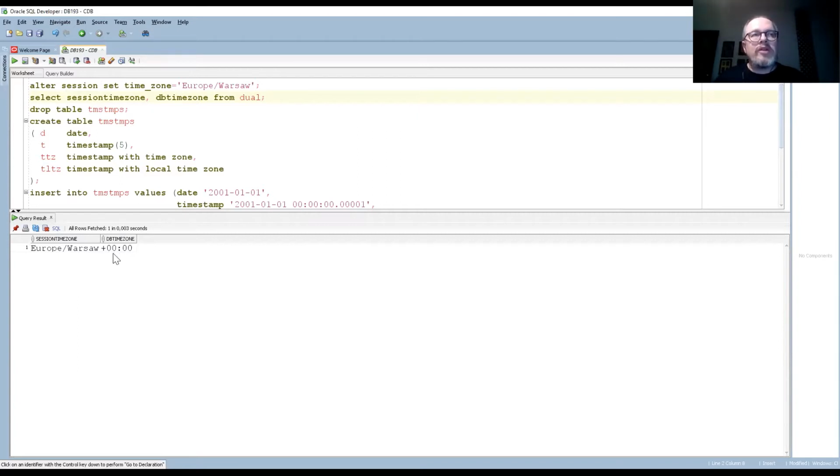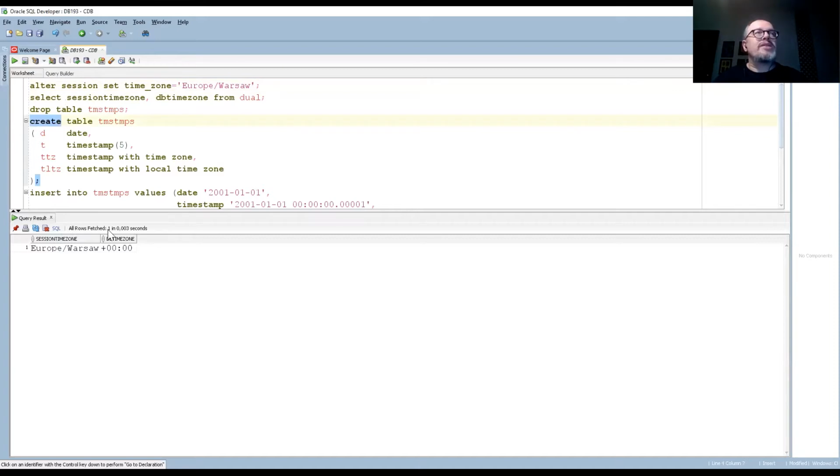So any database that is created by default by DBCA will have the DB time zone set to offset zero, which means UTC. However, if you create a database manually, this time zone will be set to the current system time zone. So whatever the operating system sees as the offset from UTC will be stored with the database. My session time zone, which we will talk about later, is set to Europe/Warsaw, which is my hometown. So it's the current session time zone. I can change the session time zone with the alter session set time zone statement to whatever I want. And this is something that an application can use to establish the current time zone of the end user. So the idea is this is the time zone that the user wants to see timestamp information in.